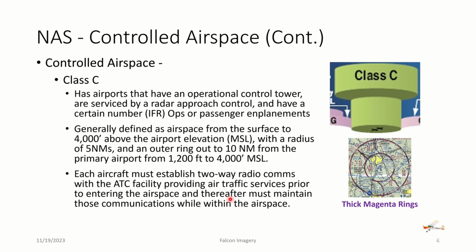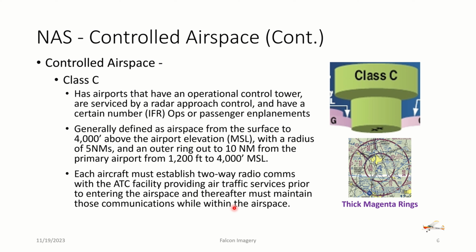Each aircraft must establish two-way radio communications with the ATC facility providing air traffic and services prior to entering the airspace, and thereafter must maintain those communications while within the airspace. Now, this doesn't necessarily mean a clearance. This means that the controlling tower, ATC, has basically repeated back your call sign.